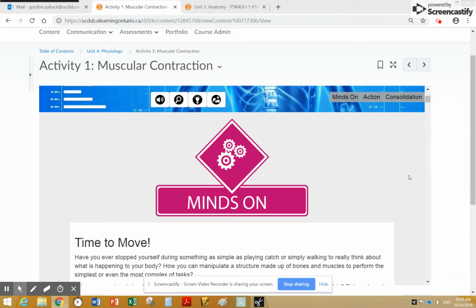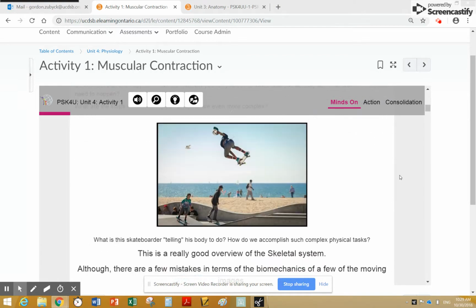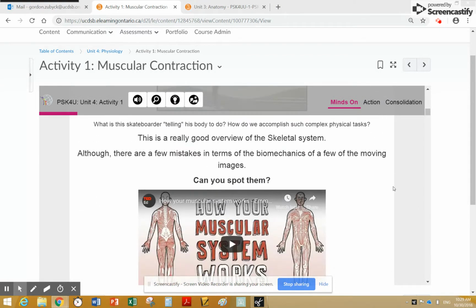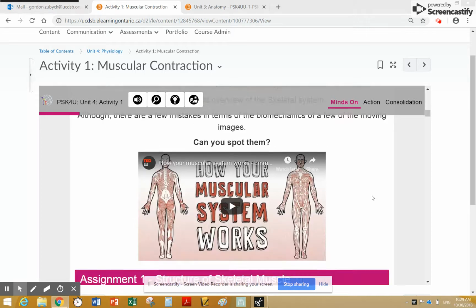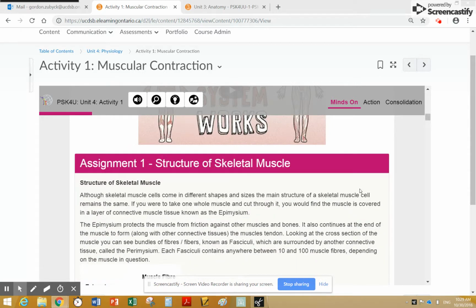So this unit here is going to take you through a whole bunch of different details about muscles and the fact that they cause movements and those types of things. So a few videos in here to take a look, looking for some biomechanics issues and some of the moving images in this video. It's important that things work in opposites in order for things to work properly.